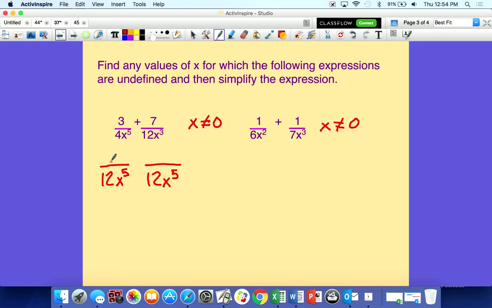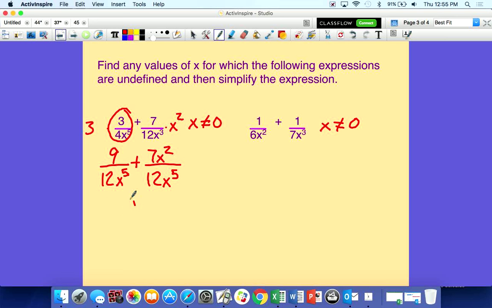Now, your job is to say, alright, I had 4x to the 5th, I need to change it into 12x to the 5th. 4 times 3 is 12, so I have to multiply this by 3. x to the 5th turns into an x to the 5th, it doesn't change at all. So for this one, we just multiply by 3. So this would end up being a 9. Plus, and then if we come over here, 12 turns into a 12, that doesn't change. x cubed changes into an x to the 5th, we have to multiply this by x squared. So this ends up being a 7x squared.